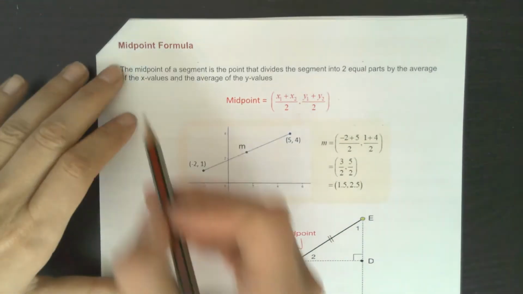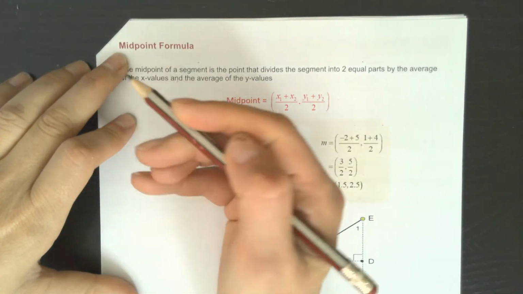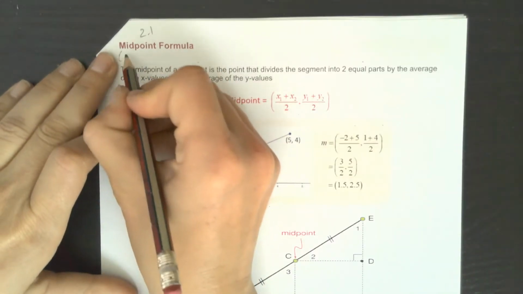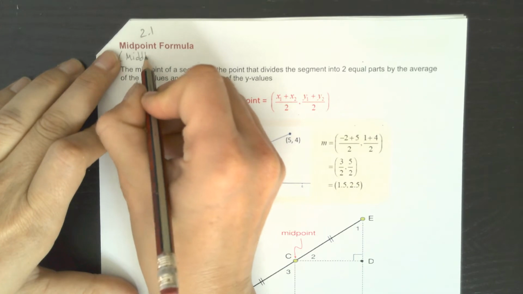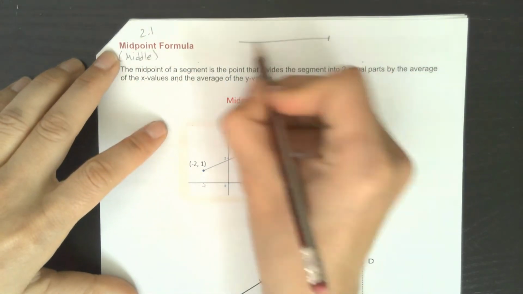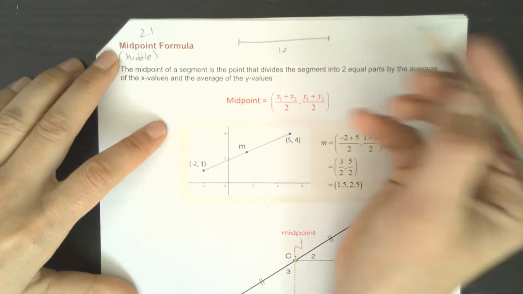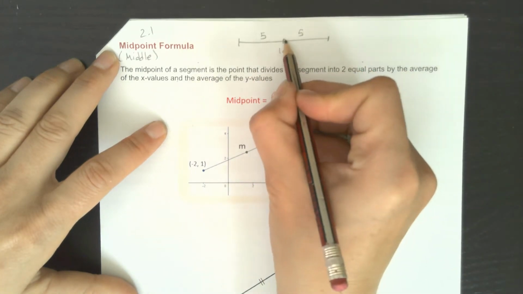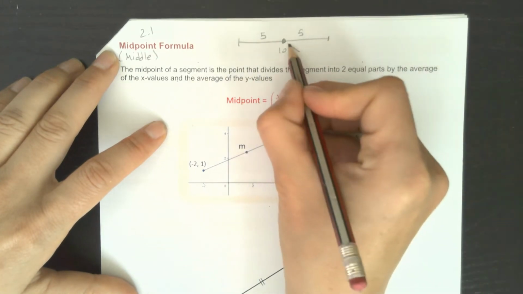So now we're doing the midpoint formula. We're still in 2.1, and the midpoint just means the middle. If I have a line segment that's 10 units long, and I cut it in half, 5 and 5, this is the middle. That is the midpoint.